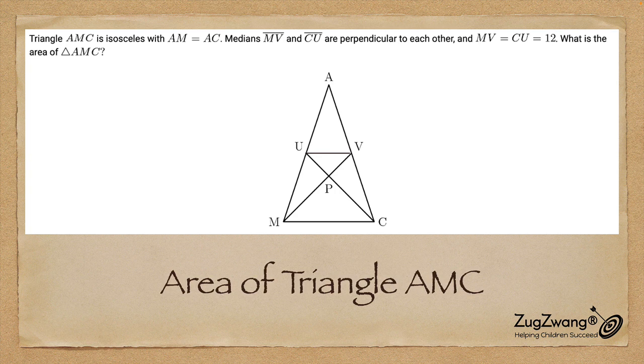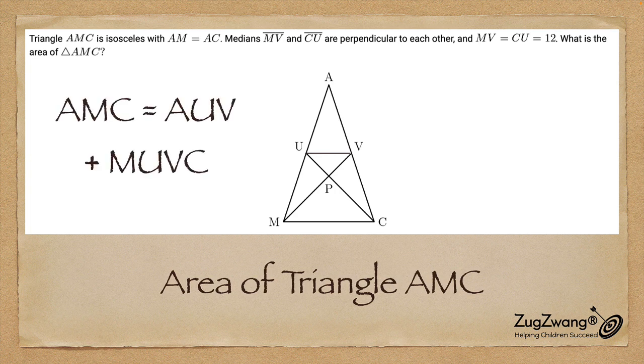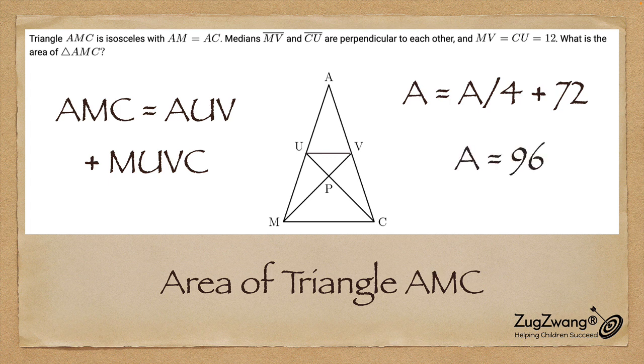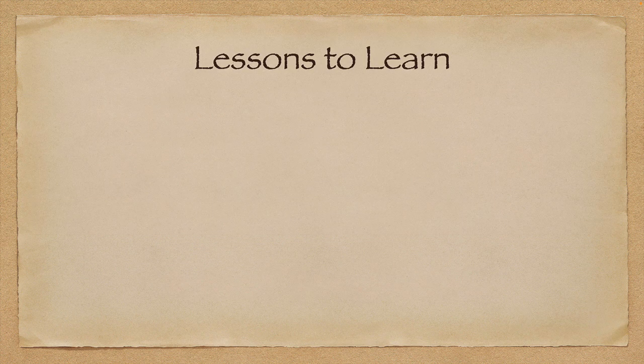Let's bring all of this together to find out the area of triangle AMC. AMC is nothing but AUV plus MUVC, as in the smaller triangle plus the quadrilateral beneath it. We know that the quadrilateral is 72, we proved it earlier. We know that the area of the smaller triangle is 1/4 of the area, and therefore solving the simple algebraic equation will tell you that the area is 96.